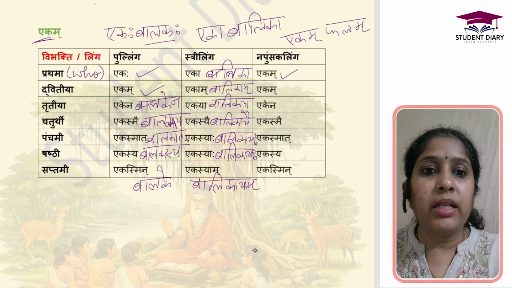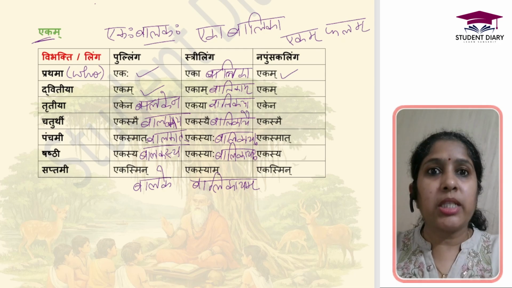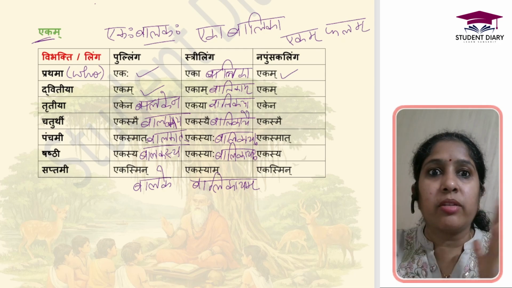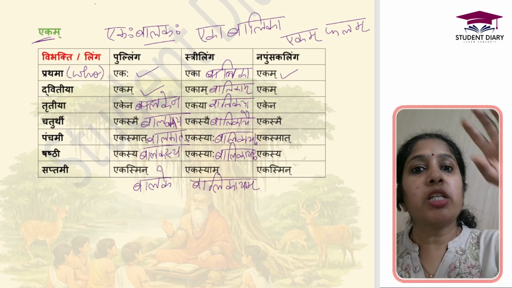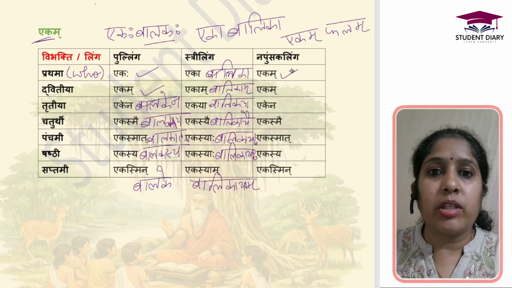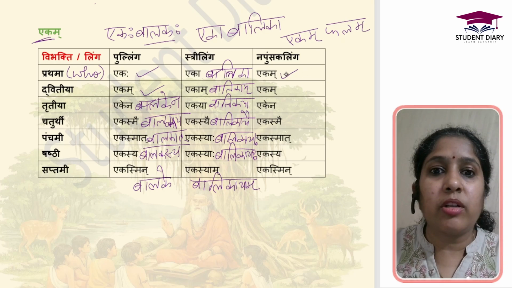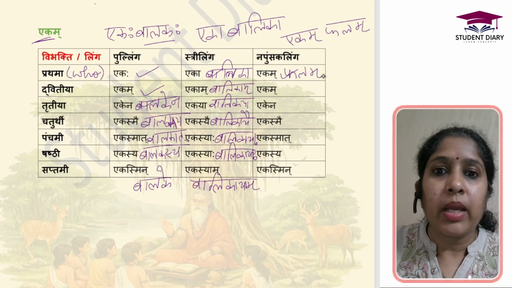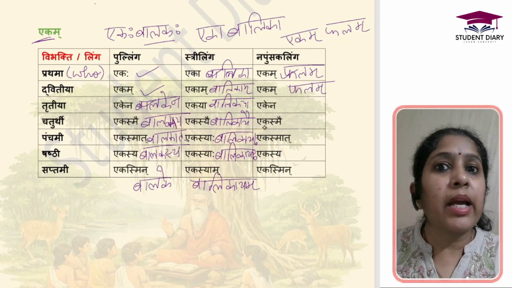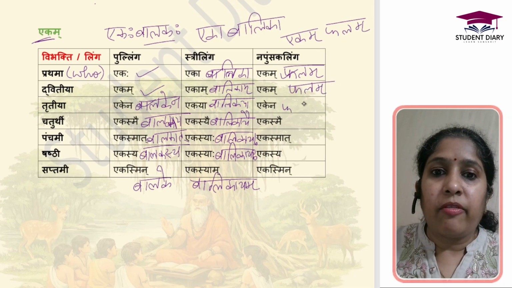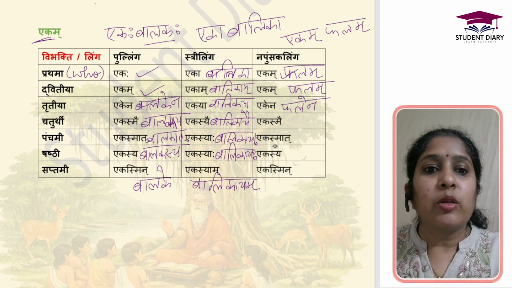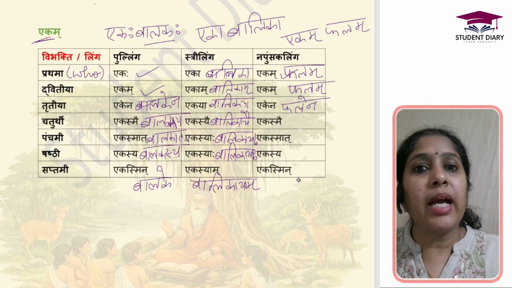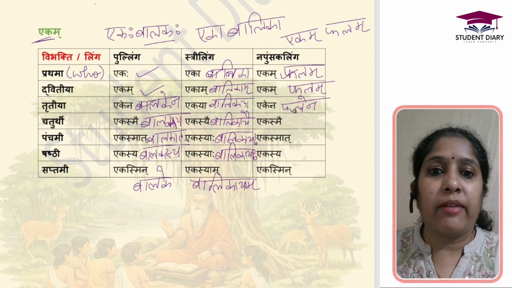Same way we will be making it for napunsakling also. I hope everyone has understood how it is working. You just have to remember the ekvachan column. For pulling one, for striling ekvachan, and for napunsakling also ekvachan. So if we say fal, it will become ekam phalam, right? Prathama and Dvitiya go the same in the napunsakling. Ekena phalena. And from Tritiya Vibhakti, it will go just like pulling only.